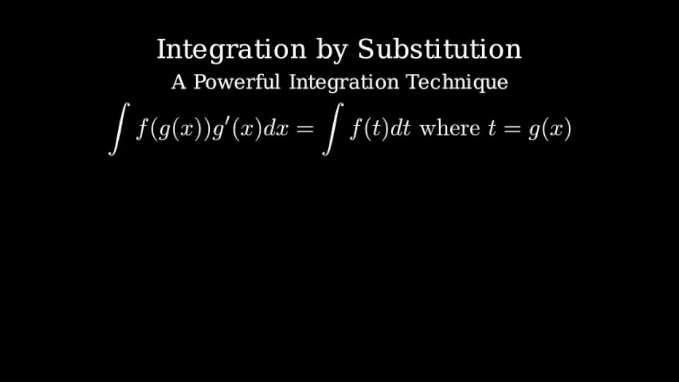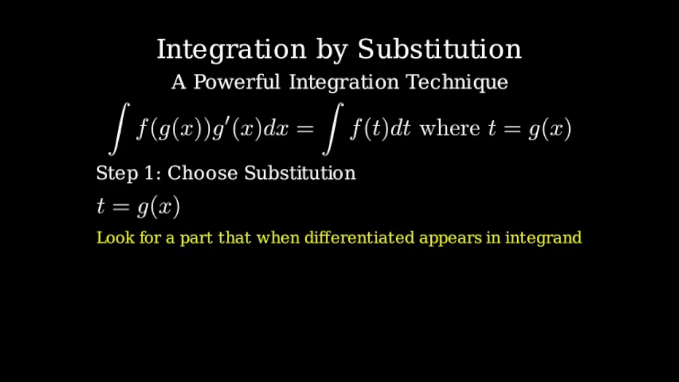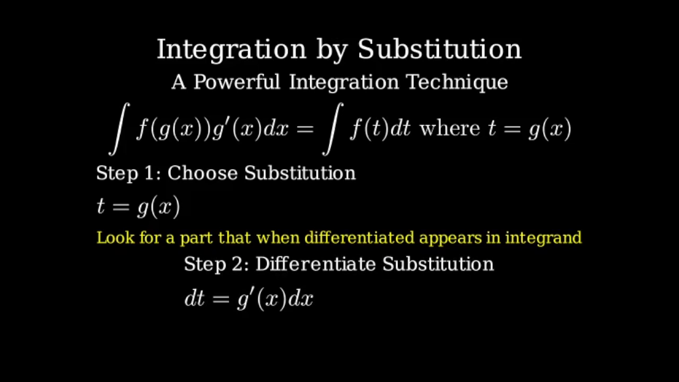Let's break down how this method works step by step. Step 1. We identify a substitution t equals g of x, where g of x is a part of the integrand that, when differentiated, appears elsewhere in the expression. Step 2. We differentiate our substitution to get dt equals g prime of x dx. This is a crucial step as it helps us transform the integral.